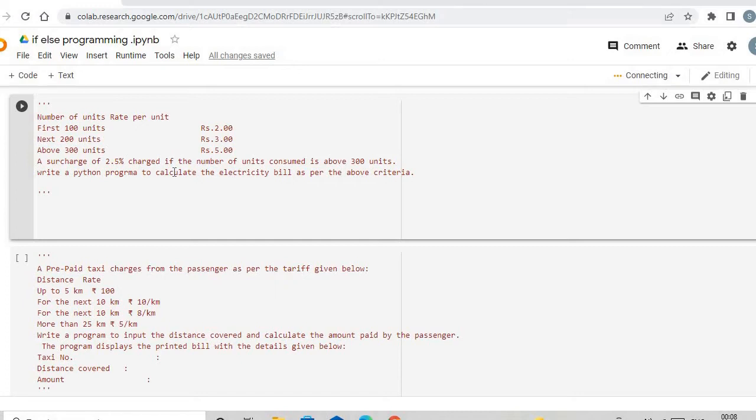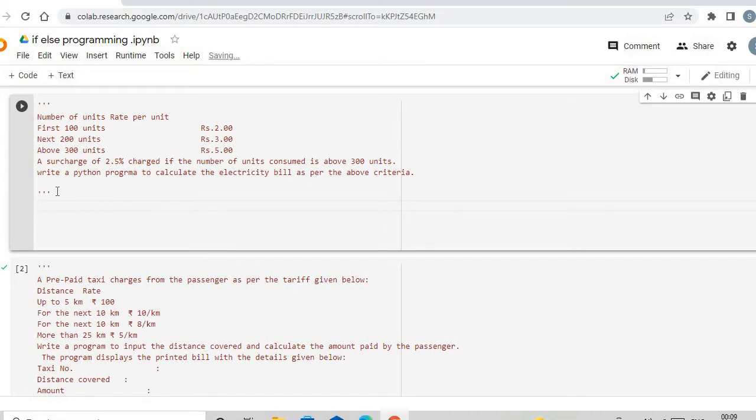For the first 100 units, we have to pay 2 rupees per unit. For the next 200 units, we have to pay 3 rupees per unit, and above 300 units, we have to pay 5 rupees per unit. We also have to add a surcharge of 2.5% if the number of units consumed is above 300. Using this formula, we have to prepare a Python program. So let's start without wasting any time.